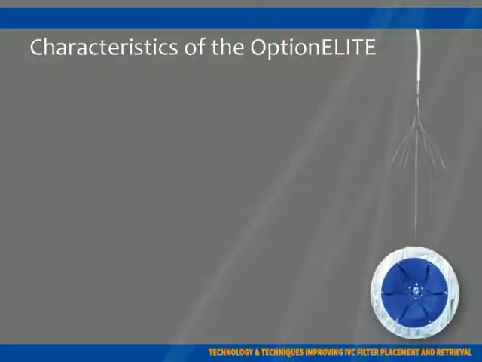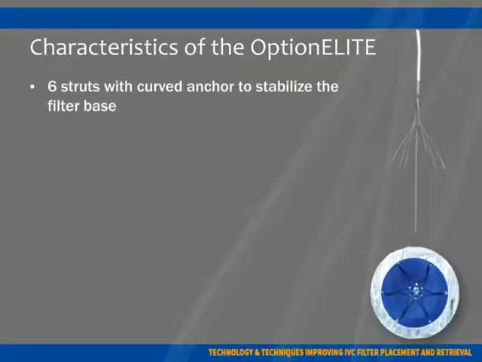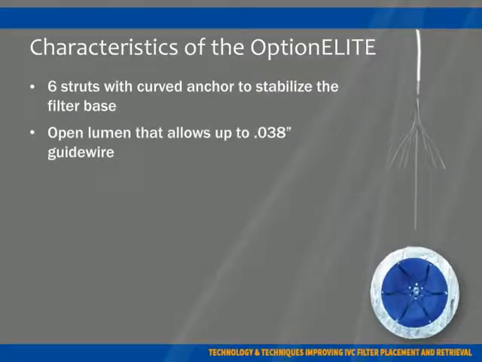With the OptionELITE, again, six struts with curved anchors. You can place this over a guide wire, which I think is a huge advantage. Now, there's some people in this room who have placed these over guide wires and had some tilt, but I would suggest to you, if you're doing it from the neck in particular, on the left side, if you've ever tried to place filters from the left neck, you can pierce your sheath, you can get the filters wedged. When you go over a wire, it makes it really, really easy. And the idea of going over a wire is that you have a self-centering rail down the middle.